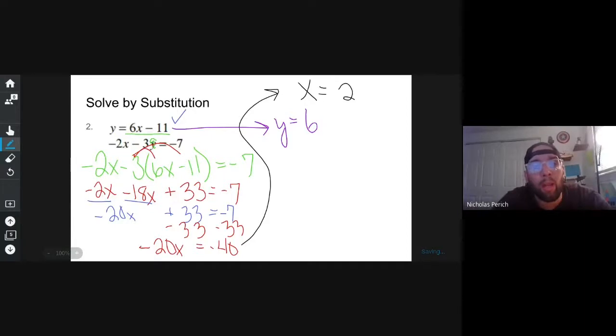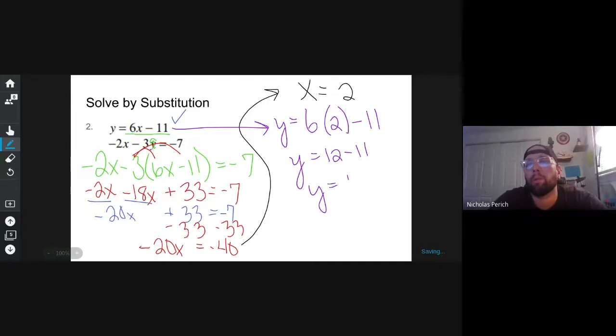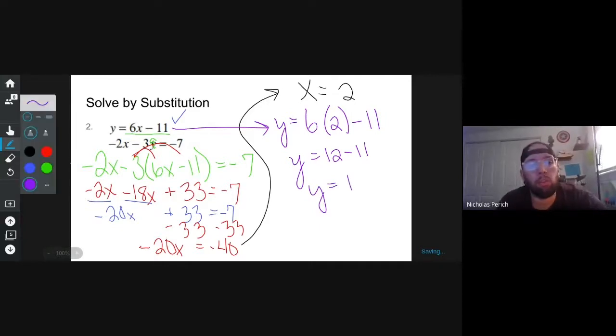I just found out that x is 2. So I'm going to replace x with 2, minus 11. 6 times 2 is 12, and 12 minus 11 is 1. So my x was 2, my y was 1. My final answer is the point x, y, or the point (2, 1).